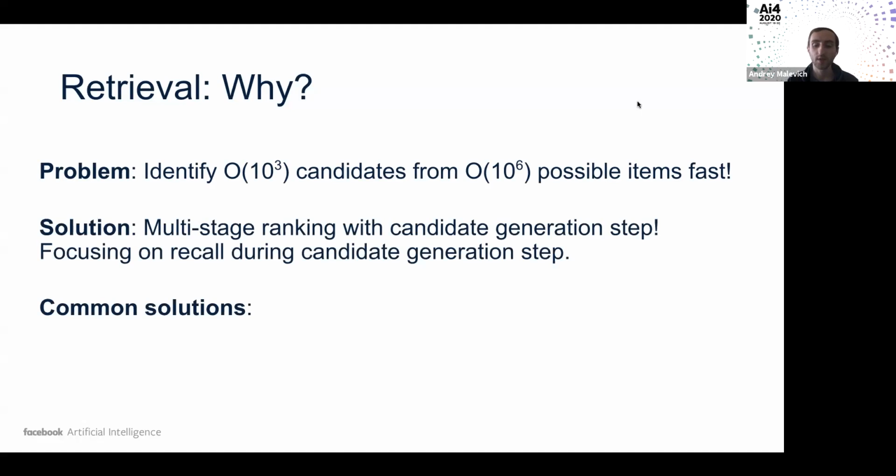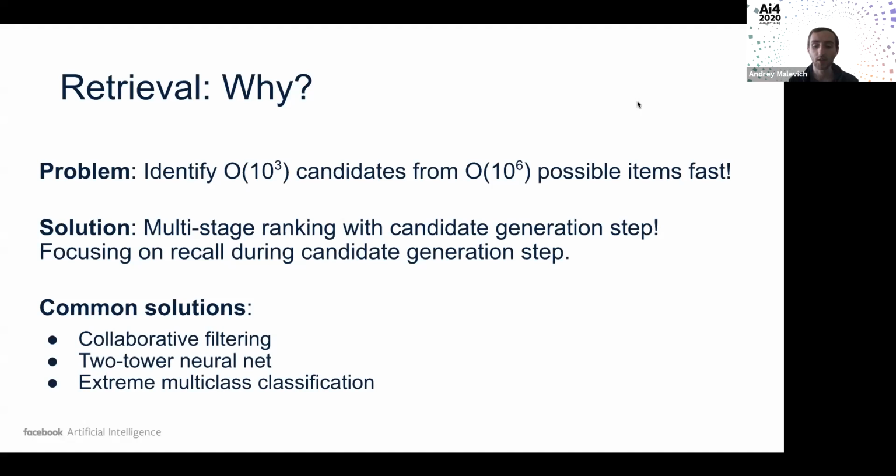There are various solutions that exist for this problem. As an example, there are classical solutions like collaborative filtering, two-tower neural networks that use a KNN service, extreme multi-class classification, or deep retrieval that directly optimizes the list of items to show.